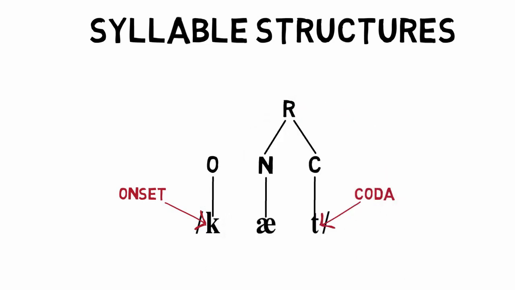Nuclei and codas together form what is called the rhyme. It sounds similar to the word rhyme, because it is the same word, because it refers to the unit that causes words to rhyme. Words with similar rhymes rhyme. And we're going to abbreviate this R. Note that in a case where there is only a nucleus and there is no coda, the rhyme still exists.